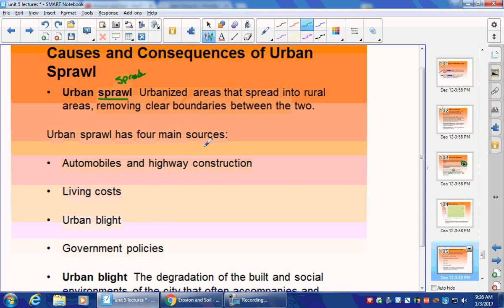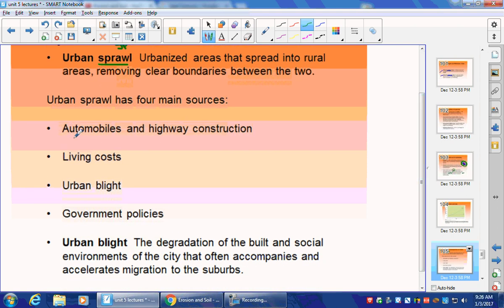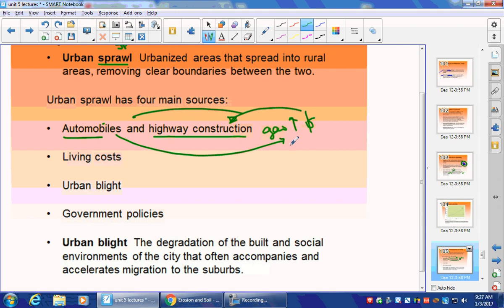Urban sprawl has 4 main sources, and we talked about this: automobiles and highway construction. Just know that this is because gas taxes increase money for highway construction, and automobiles increase gas use, right? Because we have to use gas to power our automobiles, and the taxes go back to highway construction. So this is like a positive feedback loop. Okay, living costs go up in the city. It's really hard to own a condo downtown in San Antonio, so you're going to go out to the suburbs. You're going to move away. And good thing we have our automobiles to help us drive and commute, right?